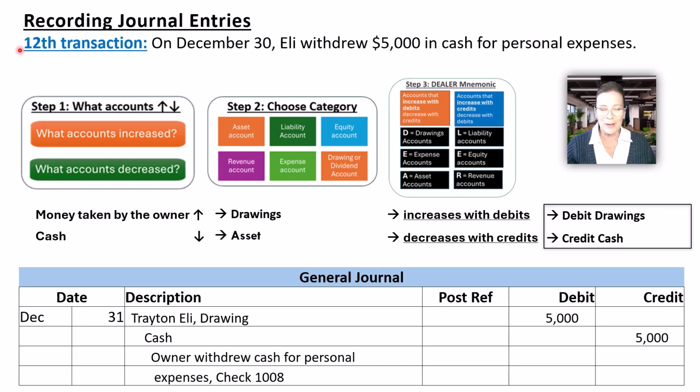All right, we made it to our last transaction, where Eli withdrew $5,000 in cash for personal expenses. Money taken by the owner increased, which is categorized as drawing, and drawings increase with debits. That means that we debit the drawing account. The cash of the business decreased. Cash is an asset, and assets decrease with credit, so we need to credit cash. To record this last transaction in the general journal, we write the date into the date column, and we debit Eli drawing and credit cash for $5,000.